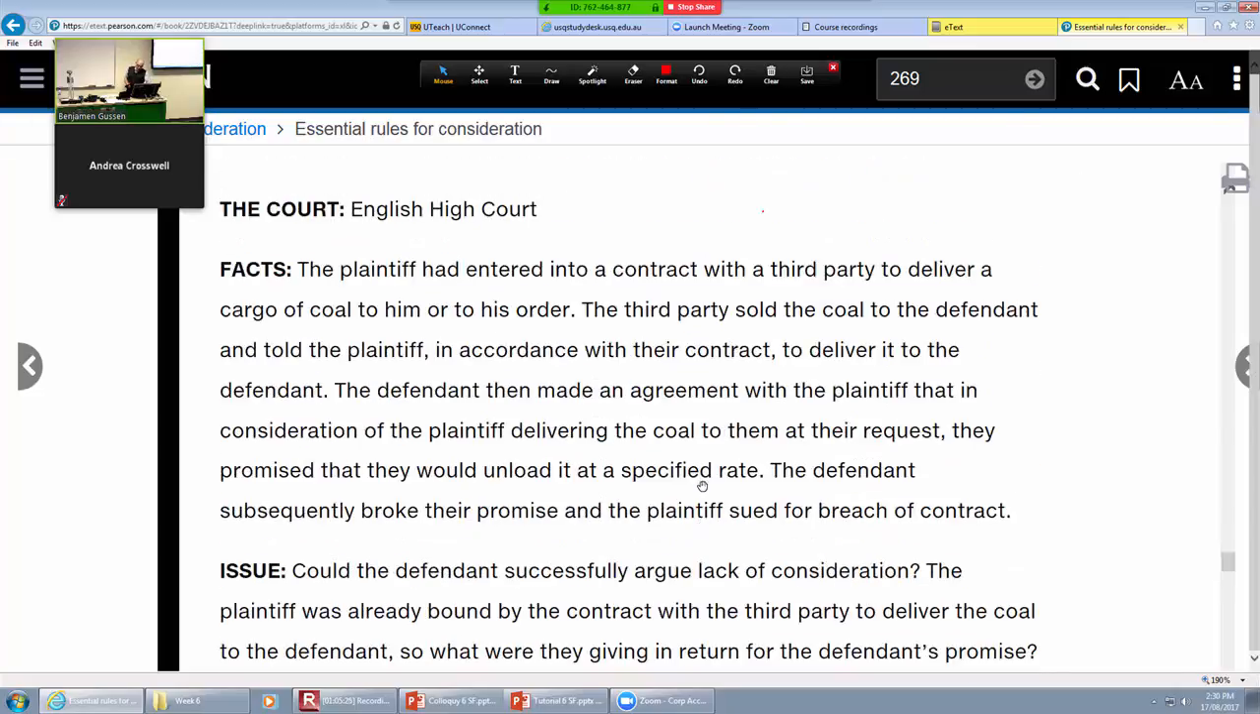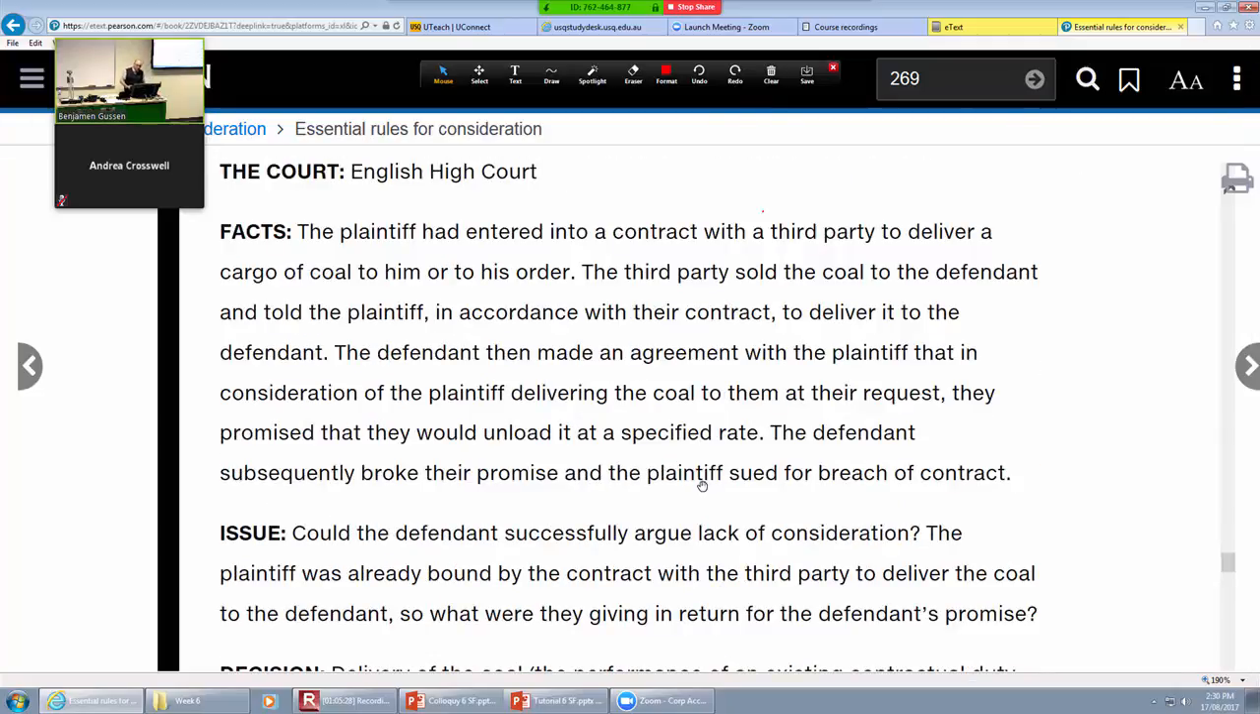Scottson and Pegg, 1861. The plaintiff had entered into a contract with a third party, again, to deliver a cargo of coal to him or to his order. The third party sold the coal to the defendant and told the plaintiff, in accordance with the contract, to deliver it to the defendant. So there's a third party, and now we're arranging for this coal to go to the defendant. The defendant then made an arrangement with the plaintiff that in consideration of the plaintiff delivering the coal to them at their request, they promised that they would unload it at a specified rate.